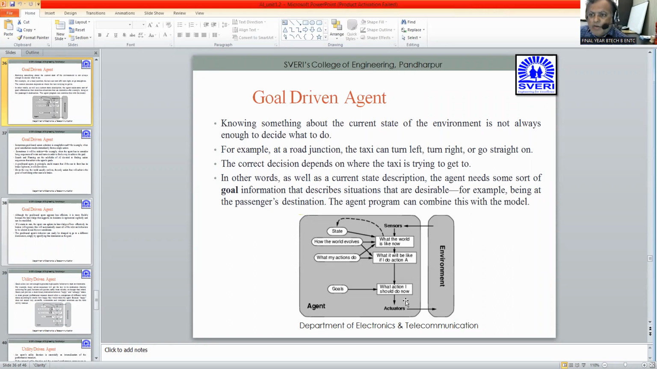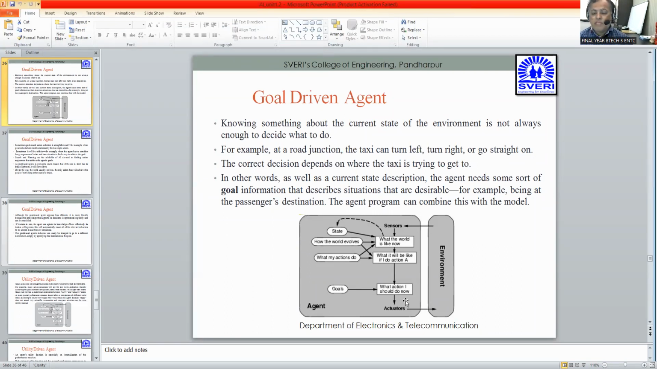Right? Have you got it? So knowing something about the current state is not enough. We have to do something else. The correct decision depends upon the type of goal it wants to achieve. In other words, as well as the current state description, the agent needs some sort of goal information that describes situations that are desirable. For example, being at the passenger's destination, the agent program can combine this with the model.